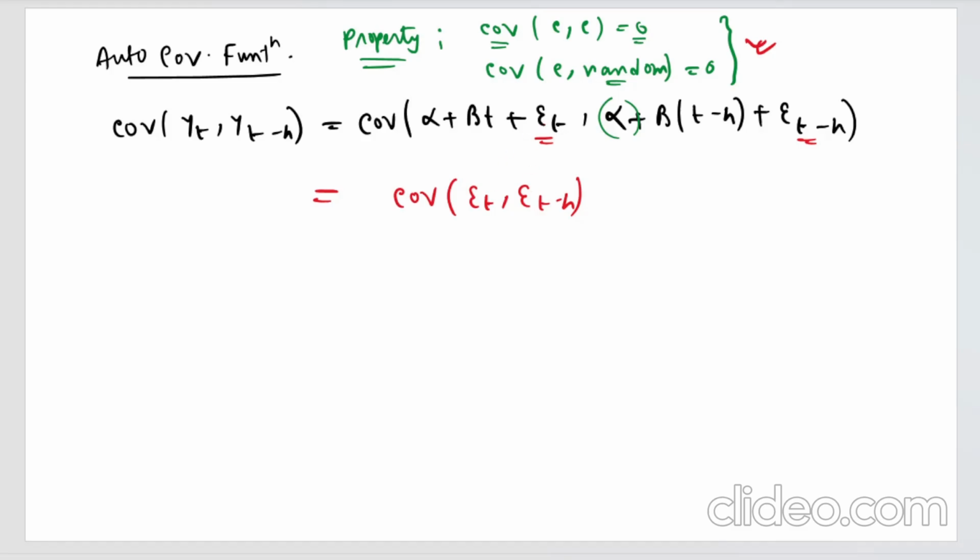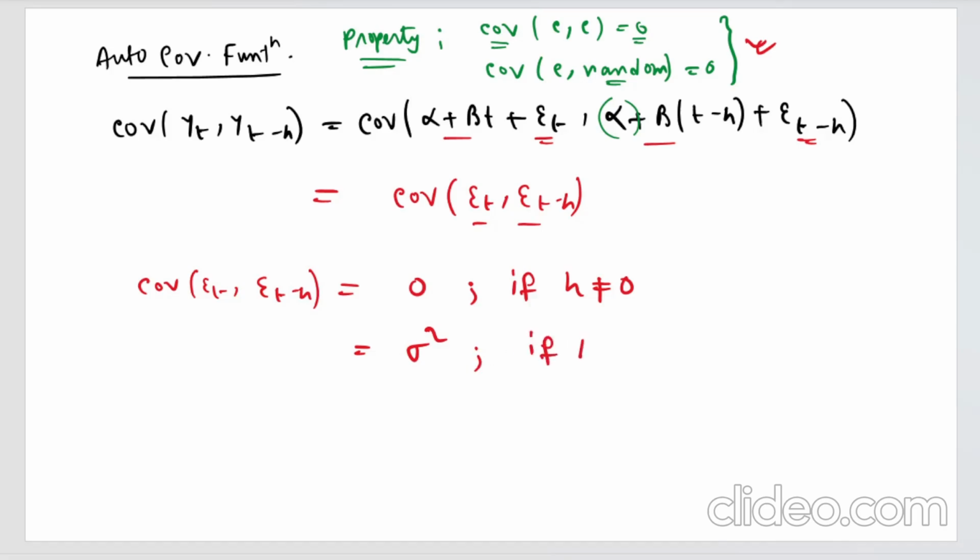So this is random, this is random, everything else will be 0. There is no autocorrelation, and they are independently and identically distributed, so we will have something here. Every other term will be 0. Now what will be this covariance of epsilon t and epsilon t minus h? We write that this covariance will be 0 if the value of h is not equal to 0, and this will be sigma squared if h is equal to 0.